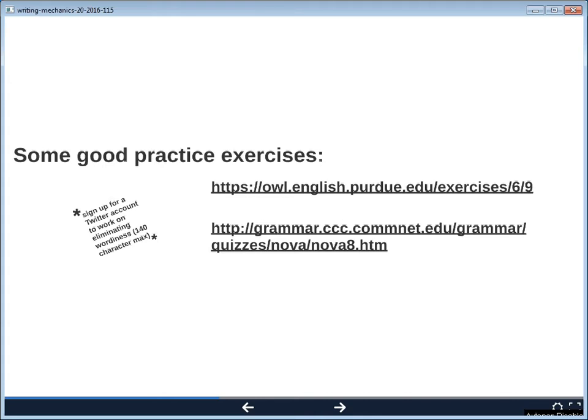There are some good practice exercises if you want to work through them on the Online Writing Lab, Purdue's Online Writing Lab there, or on grammar.ccc. Also, I think a really useful exercise, if you're not a Twitter user, sign up for a Twitter account and just try saying something meaningful in 140 characters. Twitter limits you to 140 characters. So try and just experiment with that. See if you can actually say something meaningful using only 140 characters.